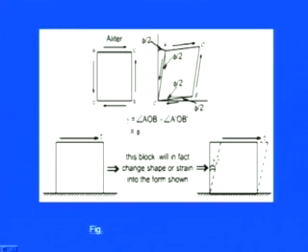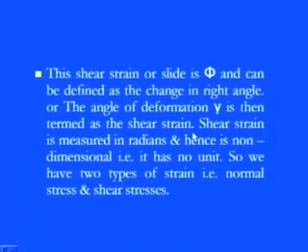So gamma is the shear strain, with which we can easily find how these upper layers are distorted with respect to the lower layer, as we discussed. This shear strain, or the sliding of those layers from the original position, can also be defined as the change in the right angle.